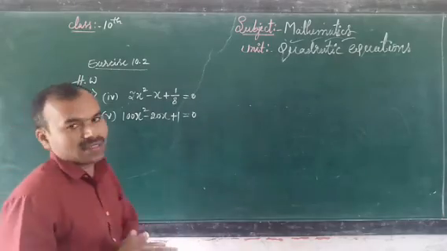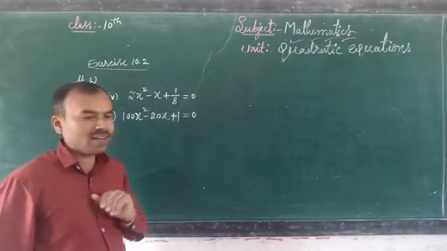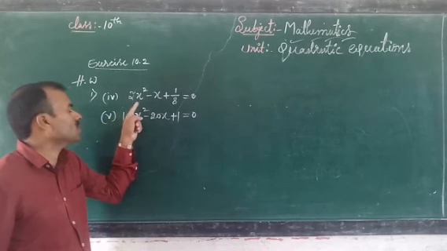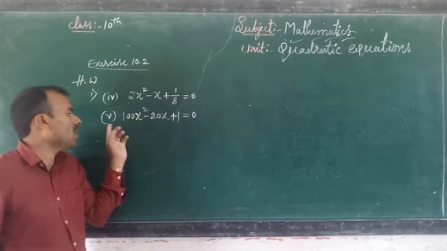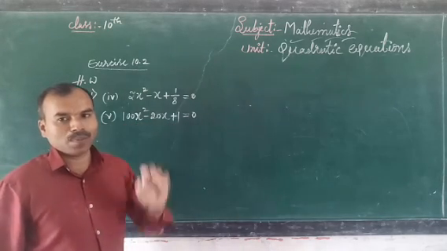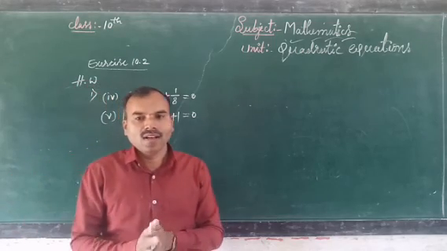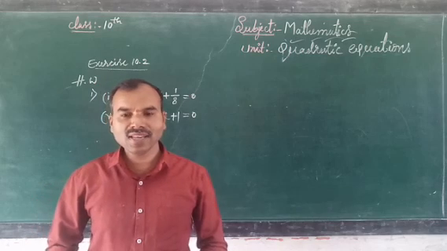Okay, dear students, in the first line, remaining two problems are there. Fourth one, 2x square minus x plus 1 by 8 equals 0, and fifth one, 100x square minus 28x plus 1 equals 0. Try yourself, and in the next class we will discuss the remaining things.